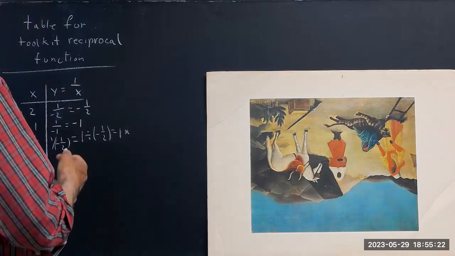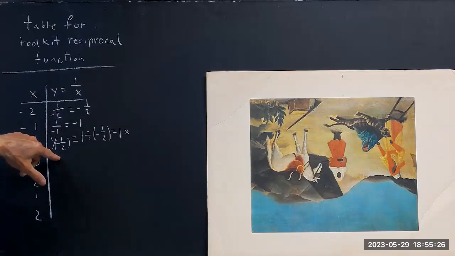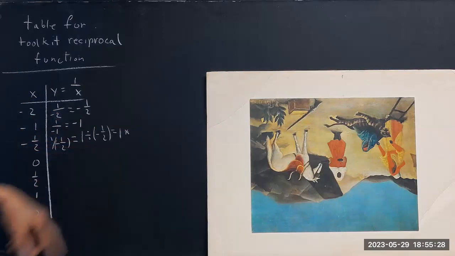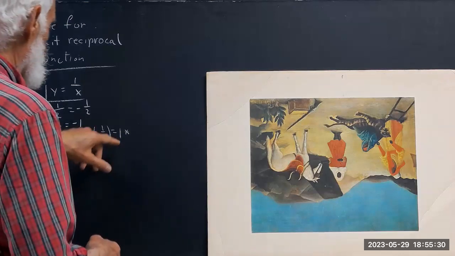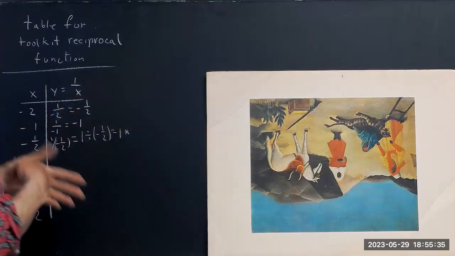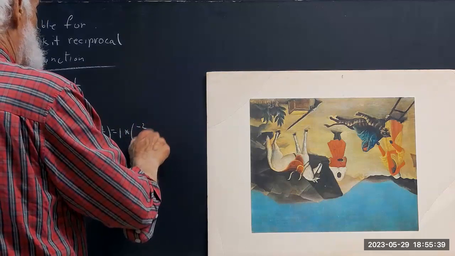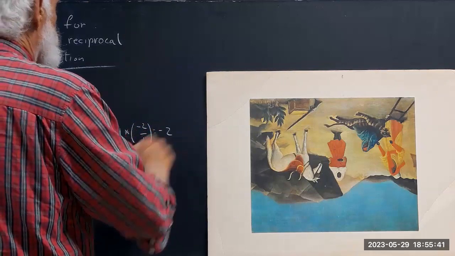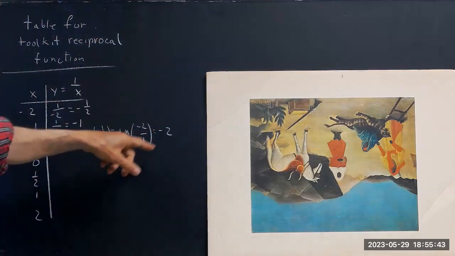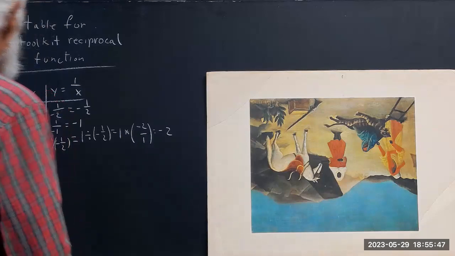First of all, we have to understand that 1 over -1/2 means 1 divided by -1/2. And it means then, because division by a fraction is multiplication by the reciprocal, it's going to be 1 multiplied by -2 over 1, which is -2. Okay, now 0.